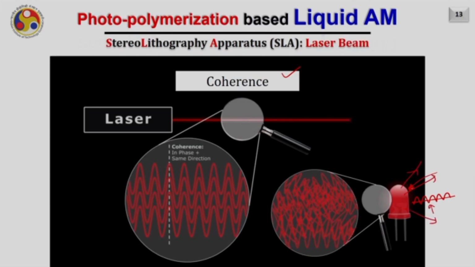While in a laser beam, as you can see here, this is a laser beam, and if you zoom here, you will find that the light is coherent. Means it is in phase and in the same direction. All the waves are traveling in the same direction and they are also in the same phase. They are not having different phase at any location. If I take this location, the phase is this. If I take this location, the phase is this. So the laser is basically coherent in nature. So these two properties, monochromatic and coherence, make the laser beam different from the conventional light.